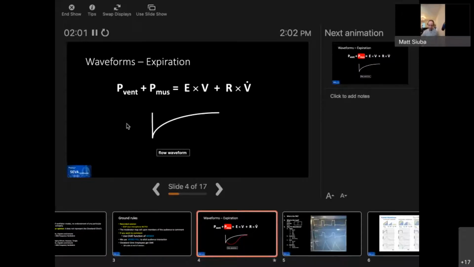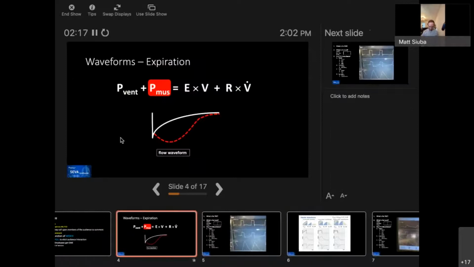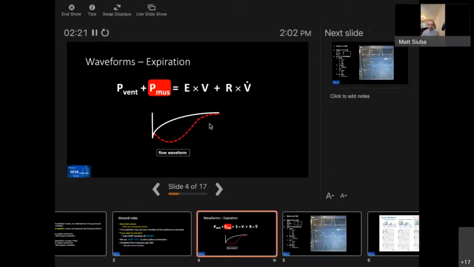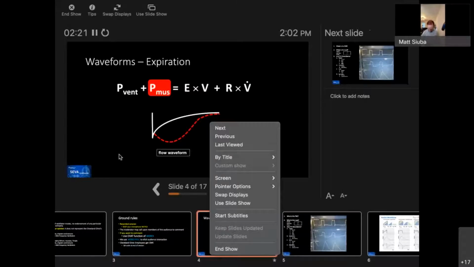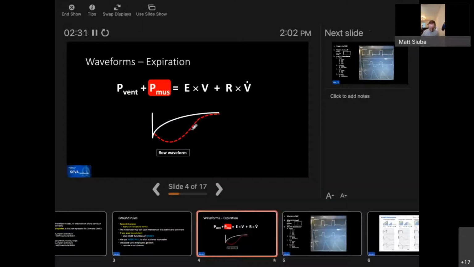If we introduce PMUS into this, then you'll actually start to see flow moving away from the baseline, and it'll pull it away from the normal phase here. There'll also be changes based on the resistive and elastic components of the breath. I'm going to see if I can get my pointer working so I can show that. All right, looks like it is working.